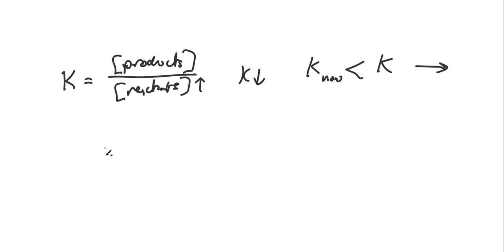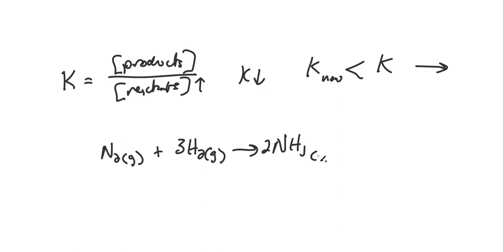So let's go back to our, what was that one? Oh yeah, our N2 gas plus 3H2 gas gives us 2NH3 gas. That's a 3. So if pressure goes up, now it's going to want to get smaller. Now these two gases take up more space than this one gas. So it's going to push the reaction more towards the side with less gases so that it can occupy a smaller space.